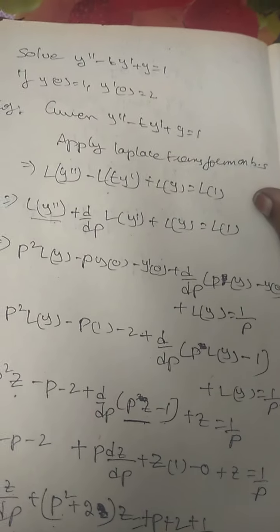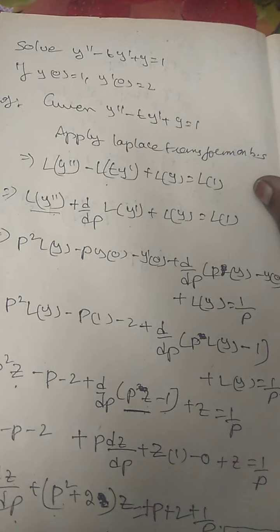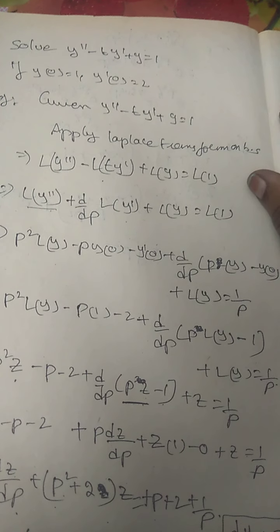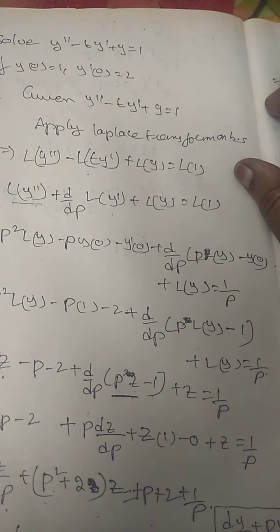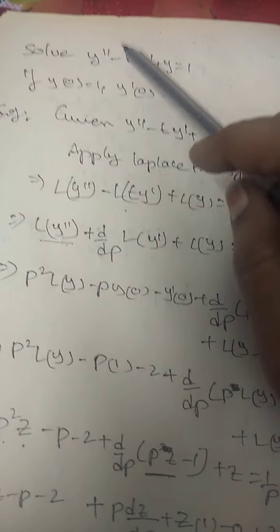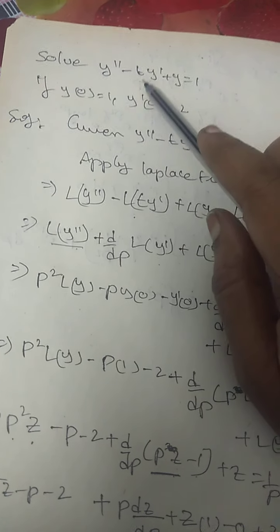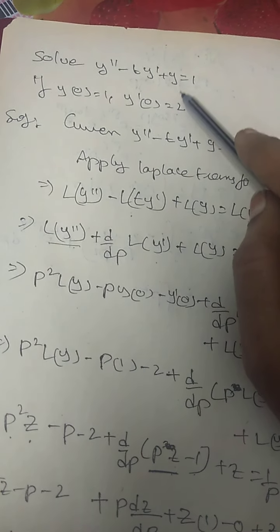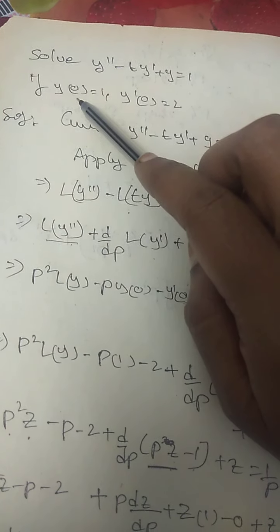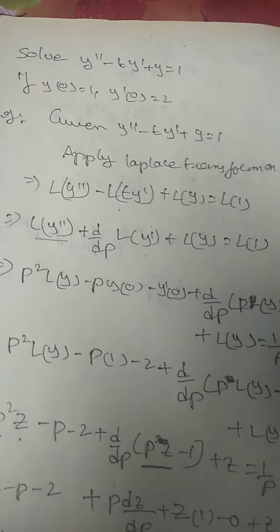Good morning, students. One more problem I'm discussing on the solutions of ordinary differential equations with variable coefficients. This is the last problem in this method, and listen carefully. Solve y double dash minus t into y dash plus y equal to 0, and the given conditions are y of 0 equal to 1 and y dash of 0 equal to 2.